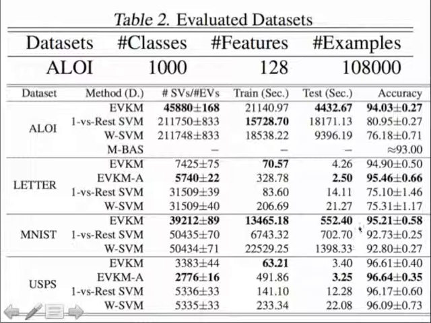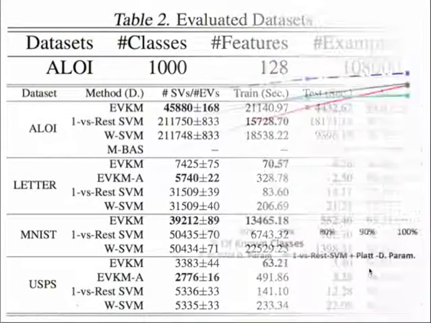And again, the EVKM is considerably faster at test time than the other algorithms. On USPS, which is a very small data set, test times are faster. Again, the EVKM algorithm is significantly faster than the others. Accuracy for all of these is in the high 90s, 96.6% for us, 96.1% for standard SVM. So all of these we would just say are really comparable in terms of where they're going to end up. They're all within standard deviations of each other.